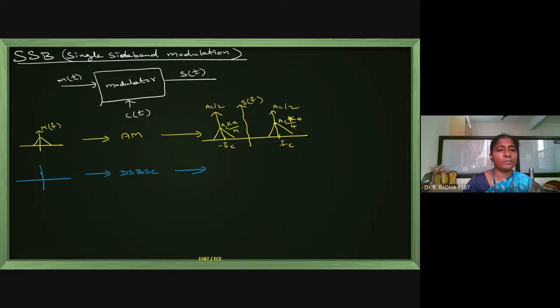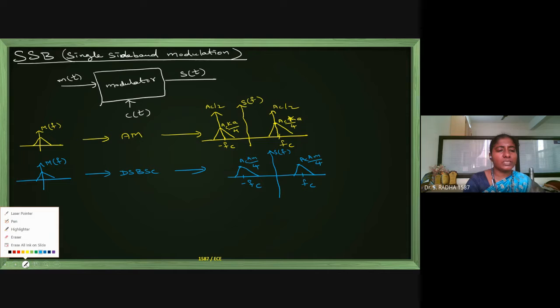Now coming to DSBSC. If we give the same message signal input, this diagram will not change. But in the spectrum S of f, at plus Fc and minus Fc, triangles will be present, with no carrier components. This height is nothing but AC Am by 4. This is about DSBSC.